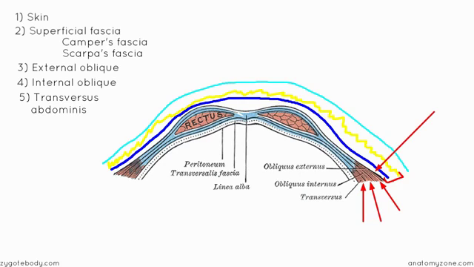After the transversus abdominis, there's this thin layer of fascia which is called the transversalis fascia, and this lines the transversus abdominis, and it also lines the abdominal cavity. So it lies right underneath the transversus abdominis, and it lines the abdominal cavity. I'm drawing this on in green. So this is the transversalis fascia.